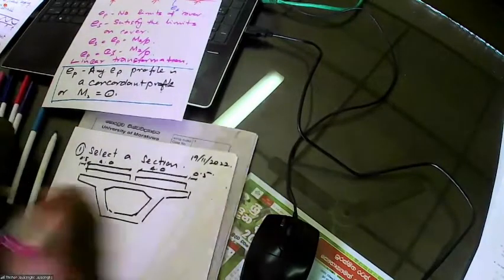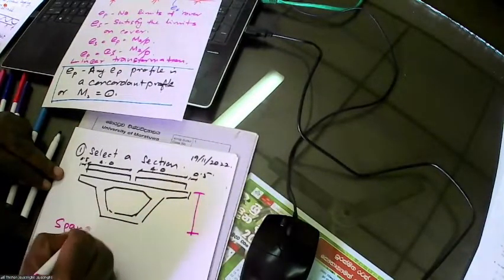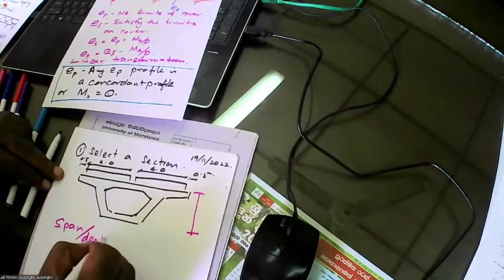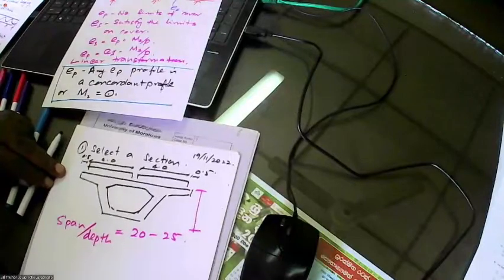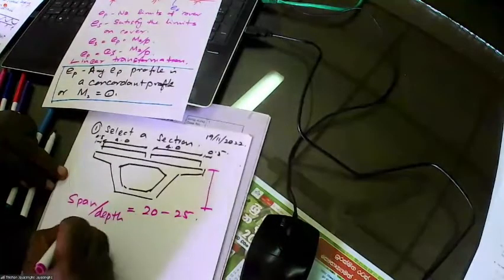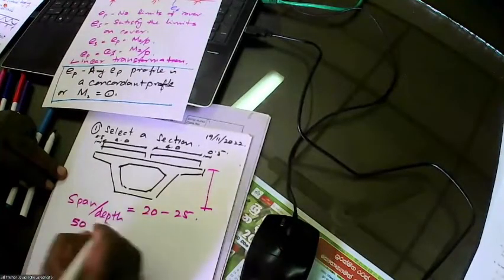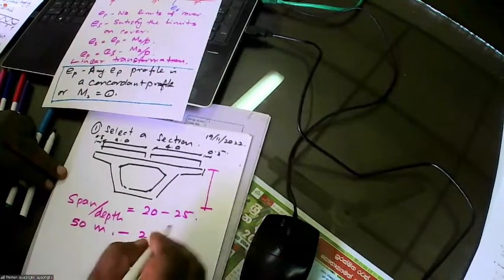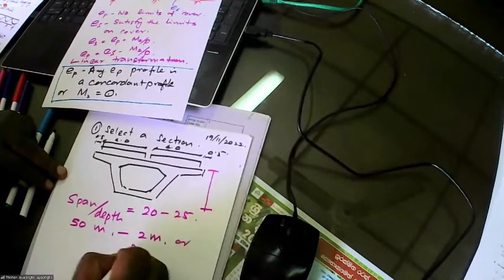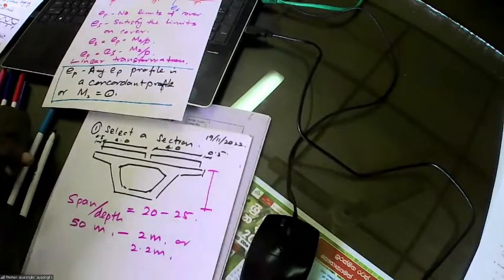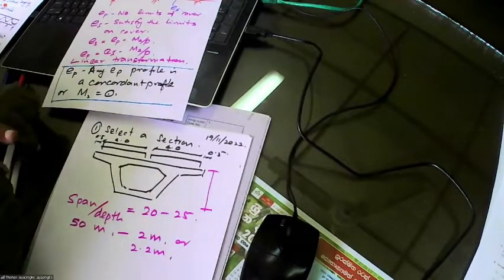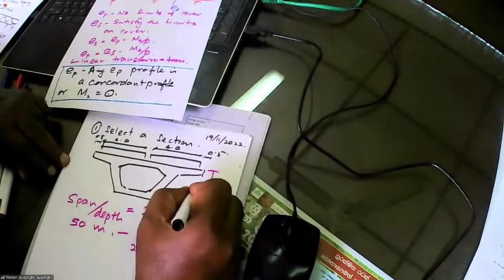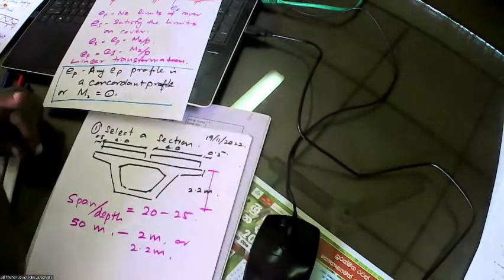Then we select the depth. Span to depth ratio in the 20 to 25 range. So if you are dealing with 50 meters, we select 2 or 2.2 meters. Let's say it's 2.2 meters.